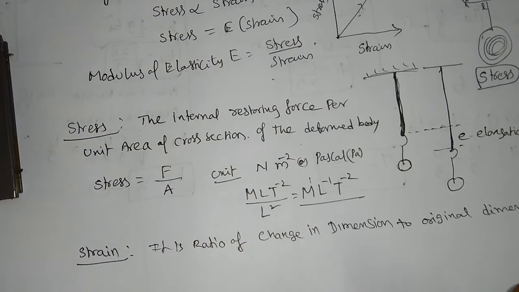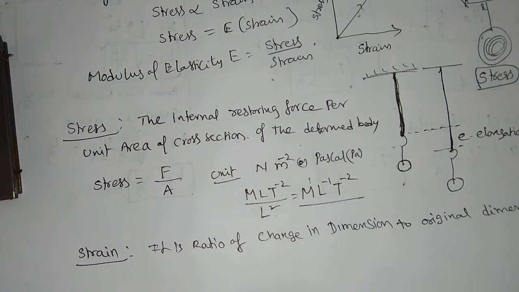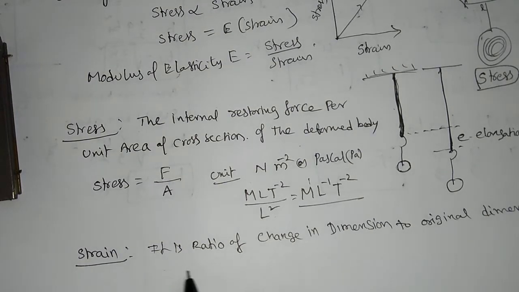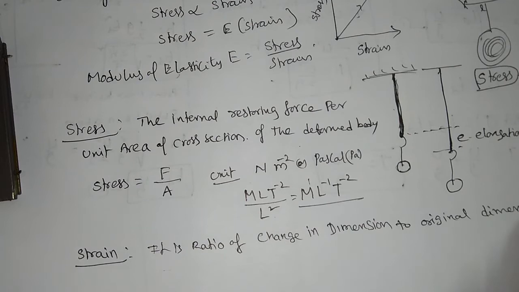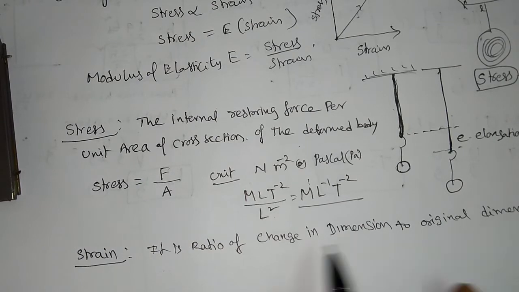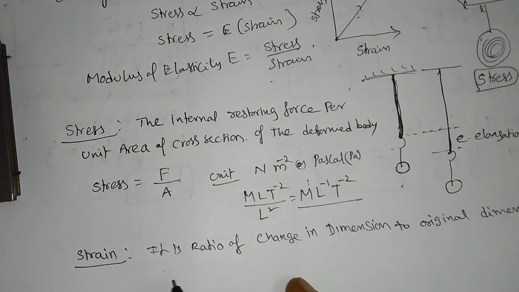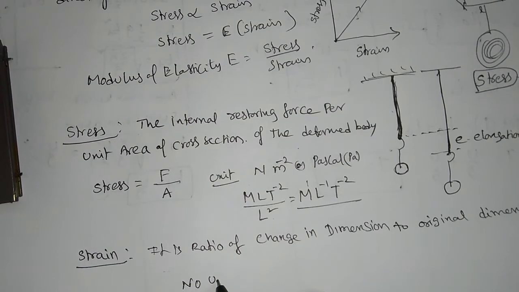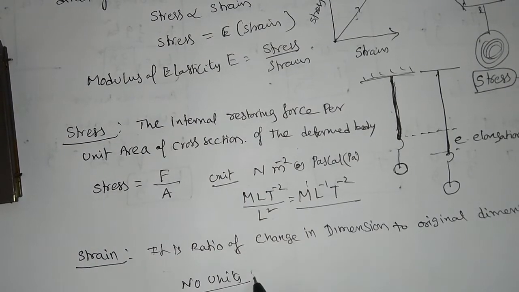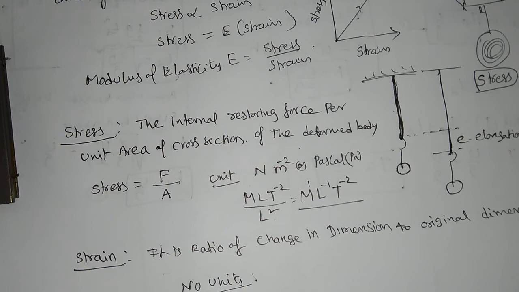The dimension will be either a lengthwise change, a shear-wise change, or you can say a volume-wise change. Simply, the basic definition is change in dimension to original dimension. That means both are the same kind of quantity, so it will have no units, and as usual no dimensions also. So this is about strain.